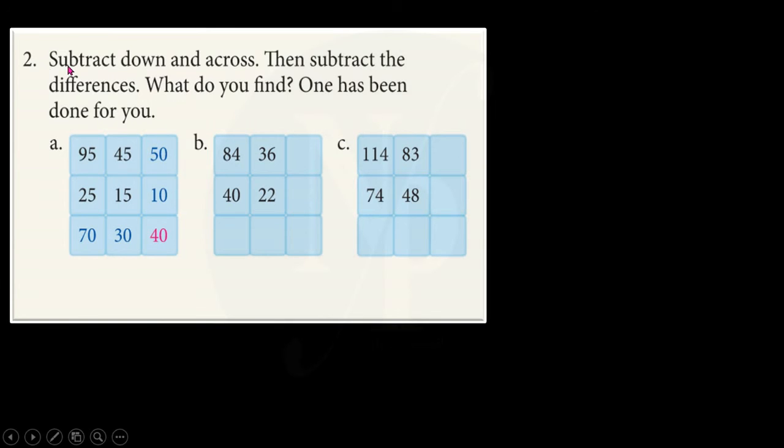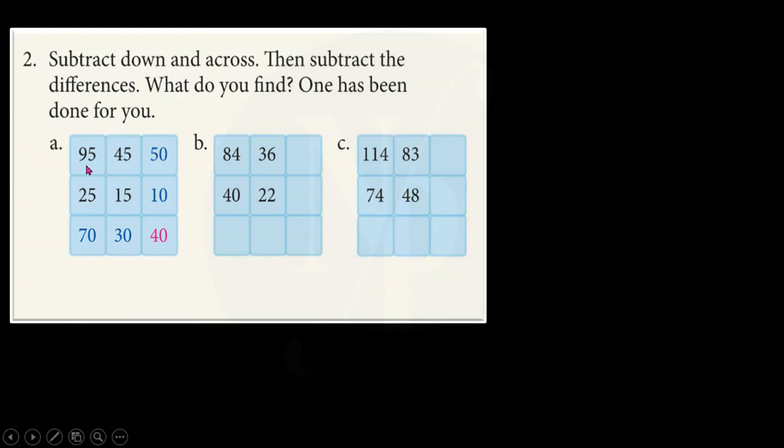Question number 2. Subtract down and across, then subtract the differences. What do you find? One has been done for you. See here, subtracting down means the numbers they are in vertical, one below the other. This is what is meant by down, like this.